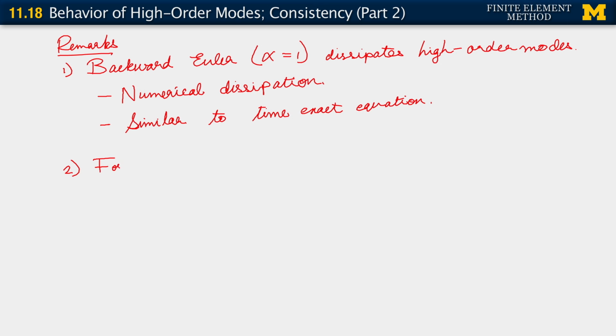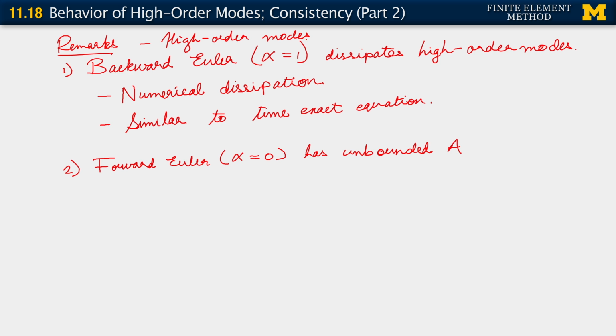Forward Euler, which is alpha equals 0, has unbounded A as lambda h delta t gets large. All of this, by the way, is in the context of high order modes. So I should say up here, this is all for high order modes. Everything I'm writing here applies to high order modes. This should come as no surprise because we know that forward Euler has this tendency to sort of lose it.